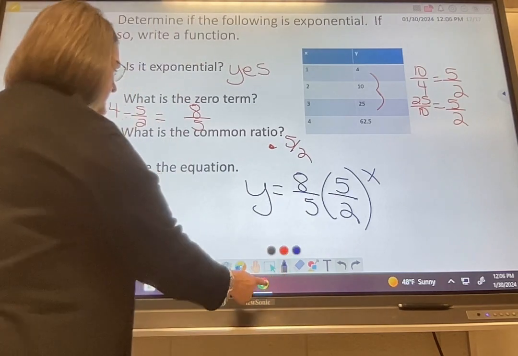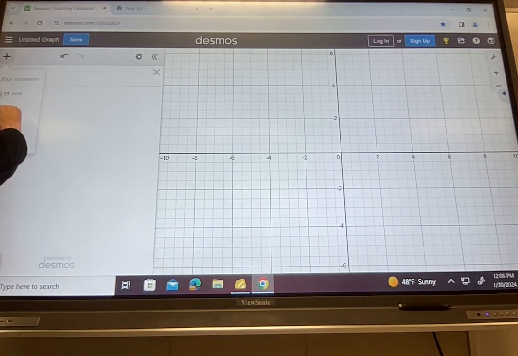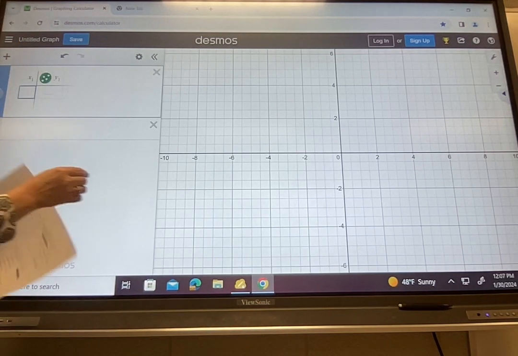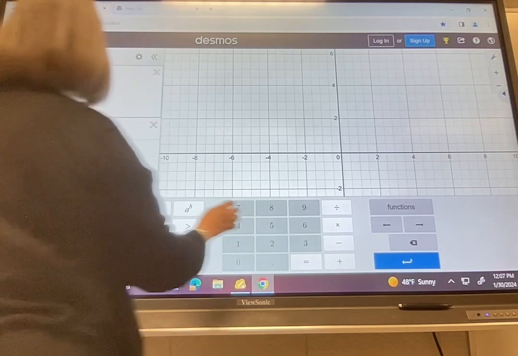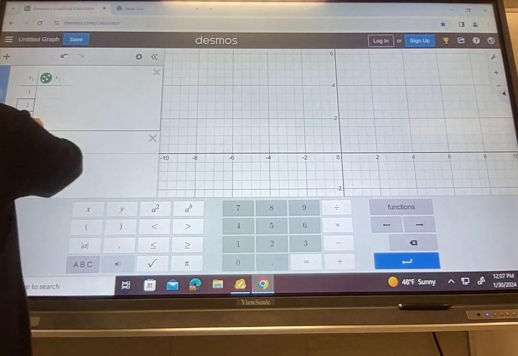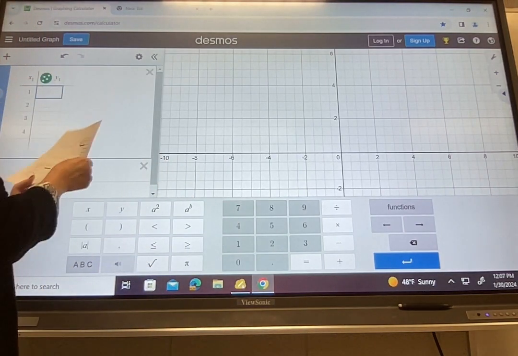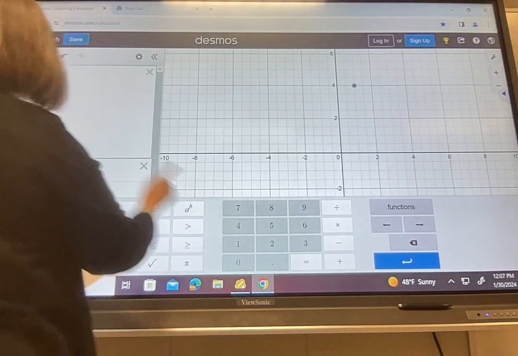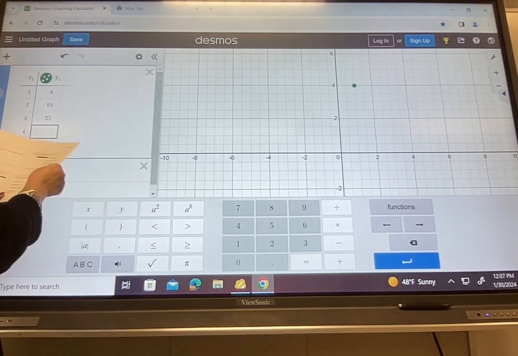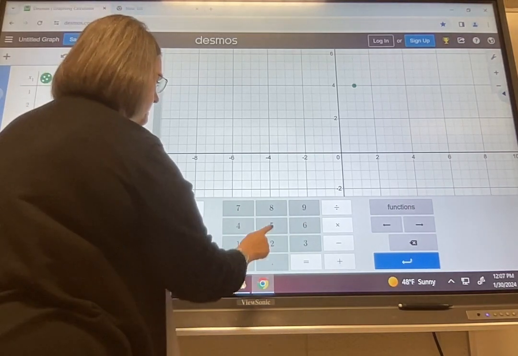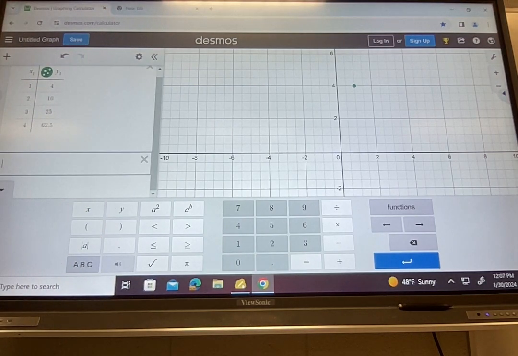Now let's go back to Desmos and let's see how this works out in Desmos. Here's my table. I had 1, 2, 3, 4, so I'm going to type those in. 1, 2, 3, and 4. I'm going to type in the rest of this. It was 4, 10, 25. So 4, 10, 25. And this was 62.5. Okay. Now remember, we're going to go to here now.